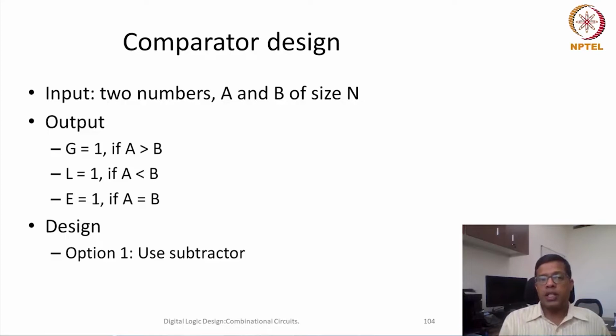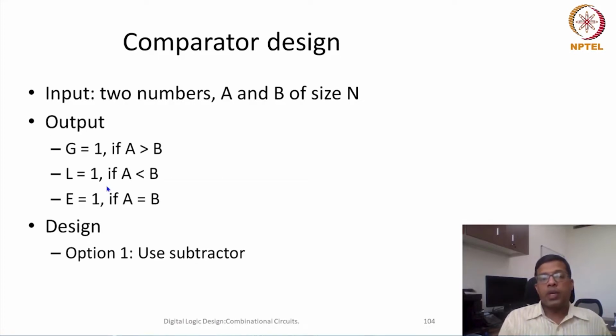When we compare 2 numbers A and B, there would be 3 outputs. G means greater than: if A is more than B, then G would be 1. If A is less than B, then L would be 1. If A and B are equal, then E would be 1. So essentially there are 3 outputs, G, L and E. It looks like at least one of them has to be 1, either greater, less or equal, but 3 different outputs are used so that we can be clear whether it is greater, less or equal.